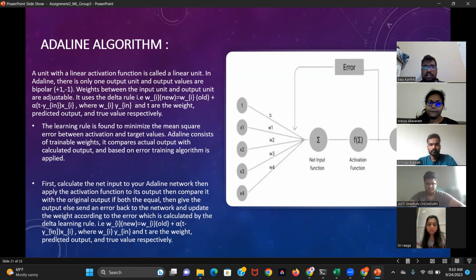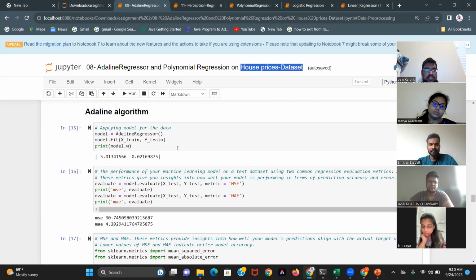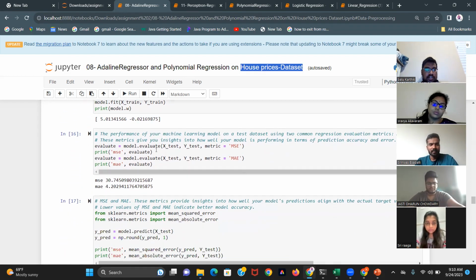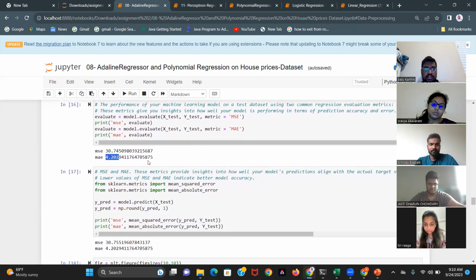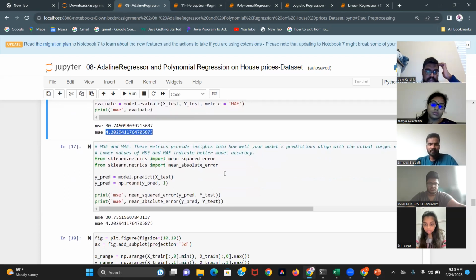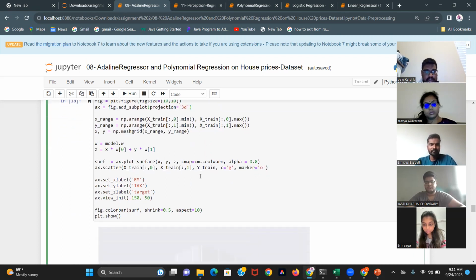Now we are executing the Adaline algorithm. We ran the processing using the same housing dataset for both Adaline and polynomial regression, applying the models to this data and performing machine learning with different regressions and evaluation metrics. We got the MAE like this. After that, using scikit-learn, we computed the absolute errors to find the model accuracy, to see how predictions align with the actual targets. And we plot the results here.